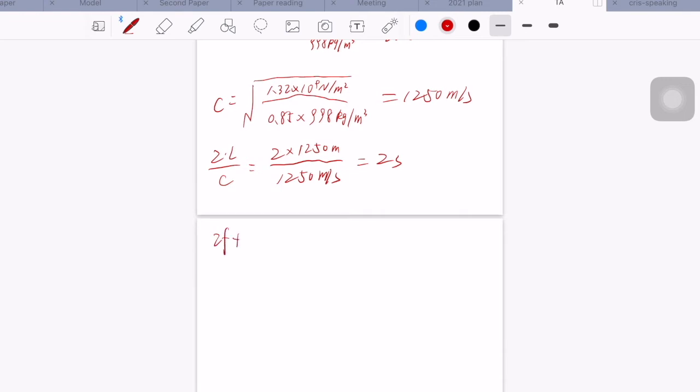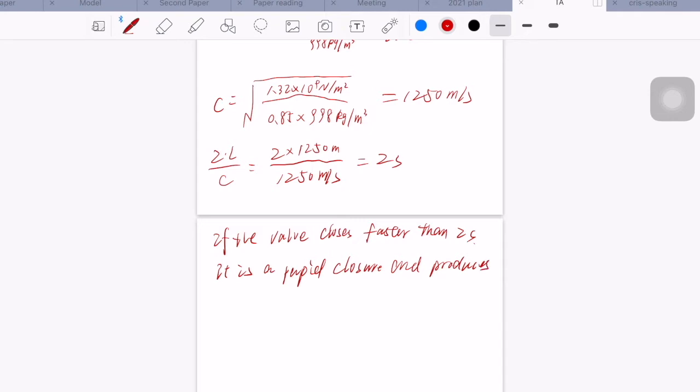So if the valve closes faster than 2 seconds, it is a rapid closure and produces the greatest pressure rise. So we have done this problem.